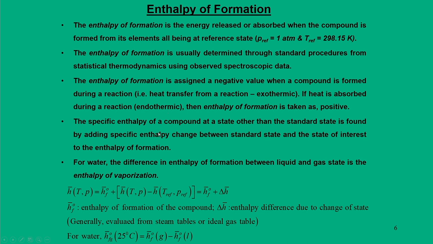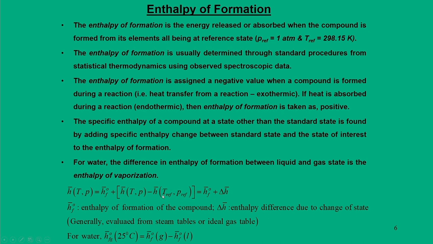Once we have this enthalpy of formation, we can find out the specific enthalpy of the compound at any other state with respect to the standard state. For example, consider the molar enthalpy at a particular temperature and pressure for any component which is being formed. We start with h̄_f°, that means the molar specific enthalpy of formation for that compound. If carbon dioxide is going to be formed and you want to find out its enthalpy at a given temperature and pressure, then you need the enthalpy of formation of CO2 at the reference state, and reference state means 1 atmosphere and 298.15 Kelvin, plus Δh̄, which is nothing but the difference of molar enthalpy at the given pressure and temperature and the molar enthalpy at the reference temperature and pressure.